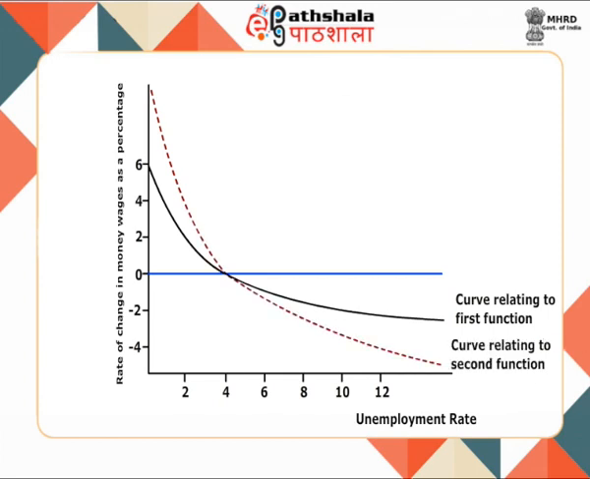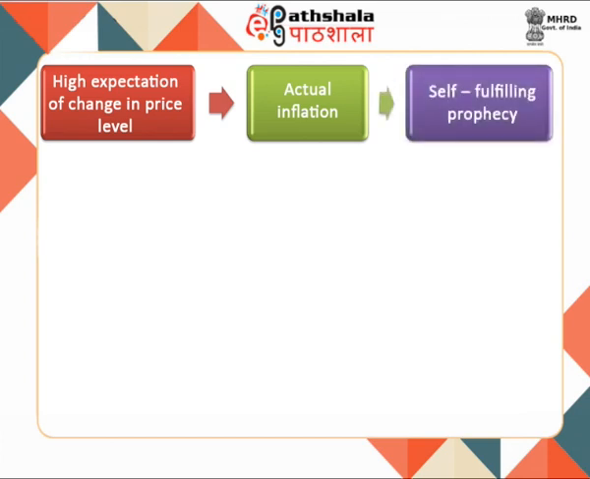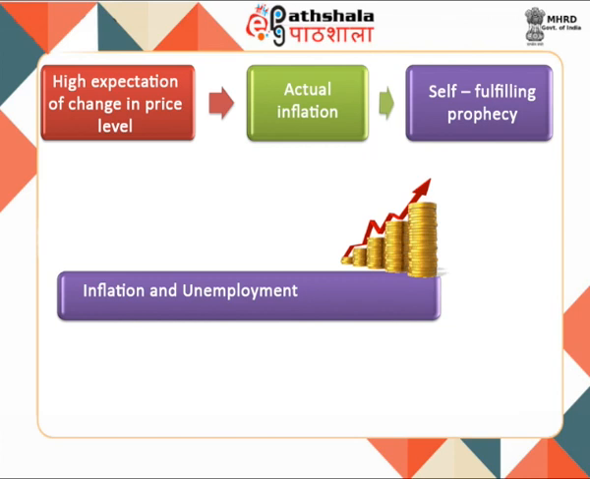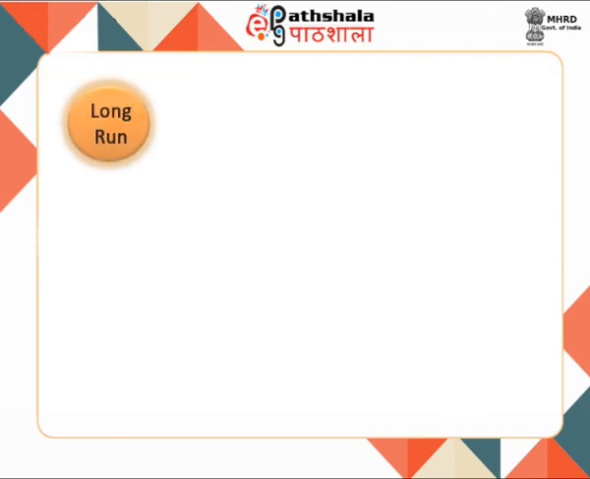It is already explained that high expectation of change in price level has turned into actual inflation. Hence, high expectation of inflation works as a self-fulfilling prophecy, thereby resulting in high inflation. Thus, when expectation of change in price level in the economy is high, the policymakers should be cautious while making a trade-off between inflation and unemployment, since a low unemployment rate can only be achieved at a high level of inflation. In the long run, expectation converges with actuality.